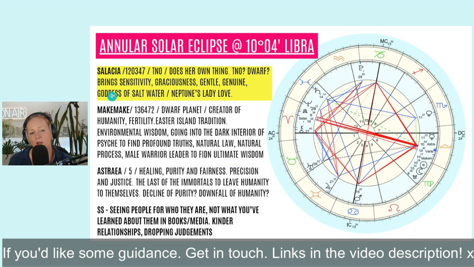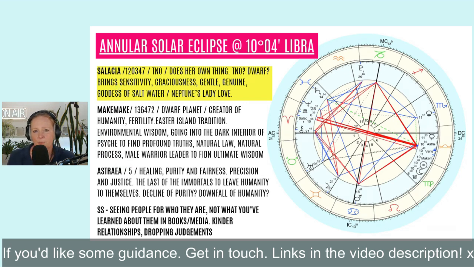And so I've got Salacia, I've got MakeMake, I don't know how it's pronounced, and Astraea as well. Now, I've read about these in the past, but not really paid too much attention to them. They just haven't been on my periphery for quite some time. Astraea has come up quite a lot. I quite like Astraea. I like Astraea a lot. She feels right to me somehow. But anyway, Salacia is interesting.